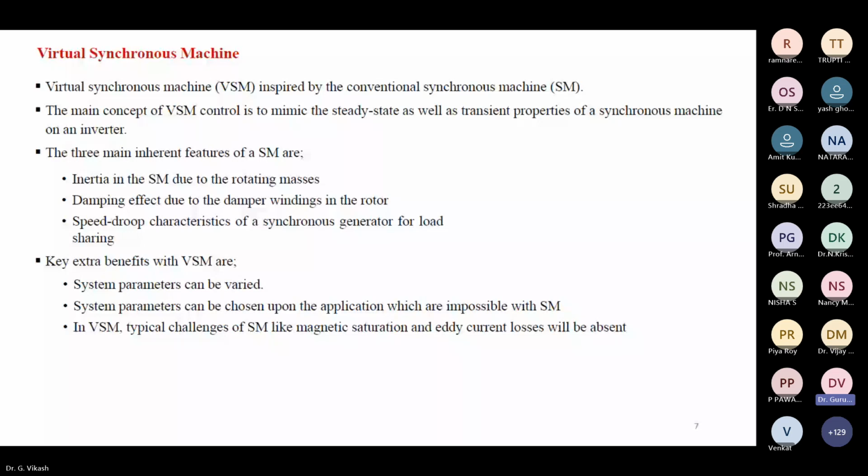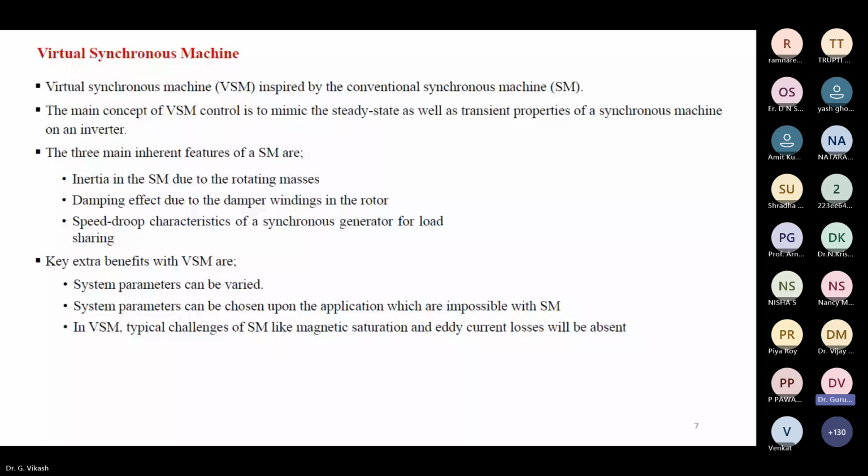The main concept of VSM control is to mimic the steady state as well as transient properties of a synchronous machine on an inverter. Actually, the droop controller will mimic only the steady state. But in the transient case, as I told you previously, there is a high rate of change of frequency. So the frequency relay may think it is a fault. That is the problem in the transient case. But by using the virtual synchronous machine, we will get both steady state and transient properties of a synchronous machine.